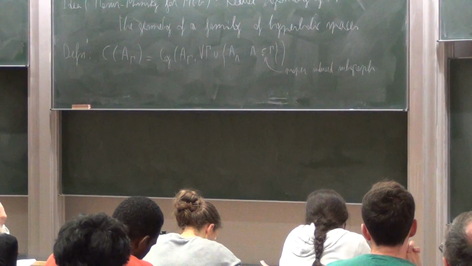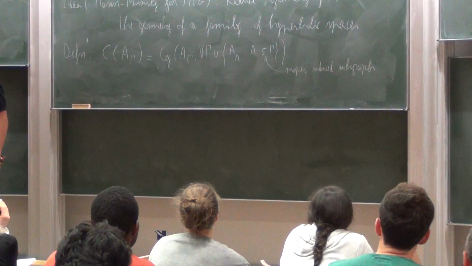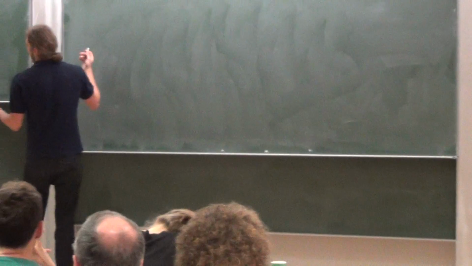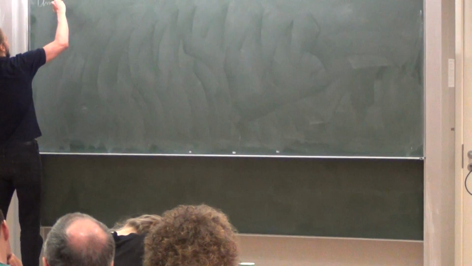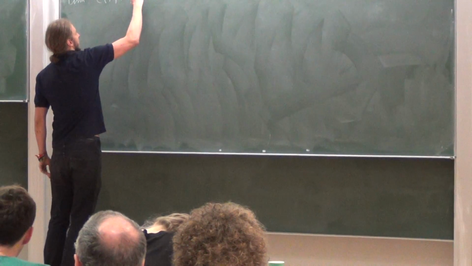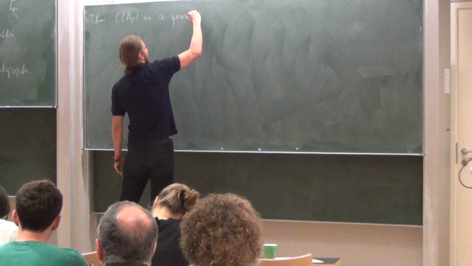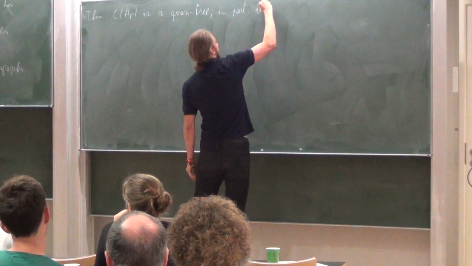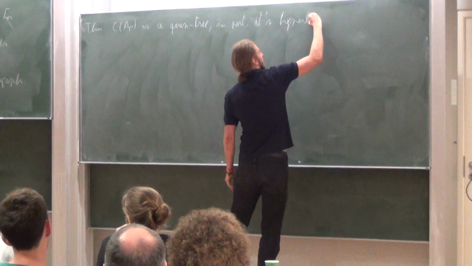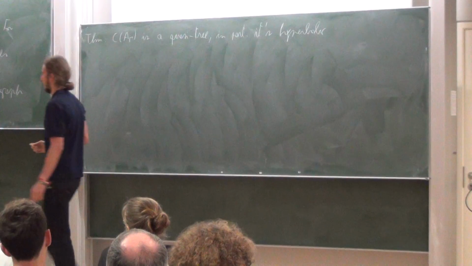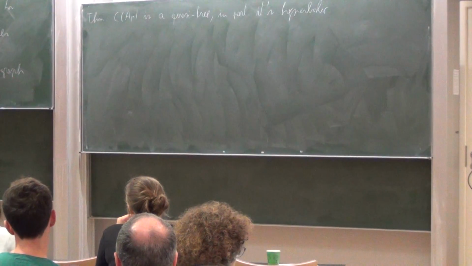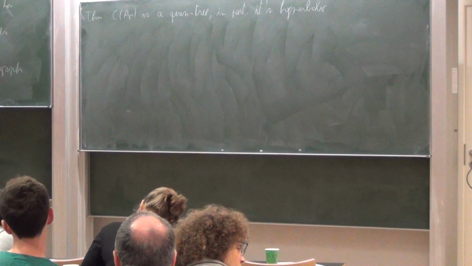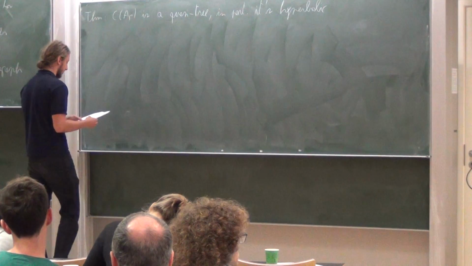And I said we want to have hyperbolic spaces, and in fact this is a hyperbolic space. Theorem: C of A gamma is a quasi-tree, so it's quasi-isometric to a tree. In particular, it's hyperbolic. Okay, so that's good. And we want to compare the geometry of A gamma with the geometry of C of A gamma. There's an obvious way to do it. There's an obvious map, just the inclusion.